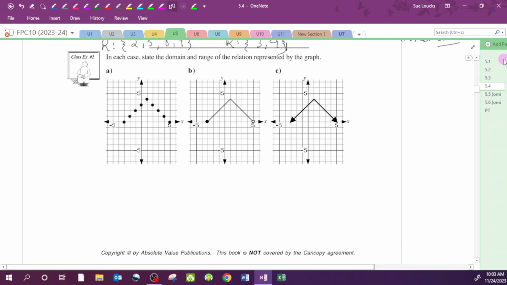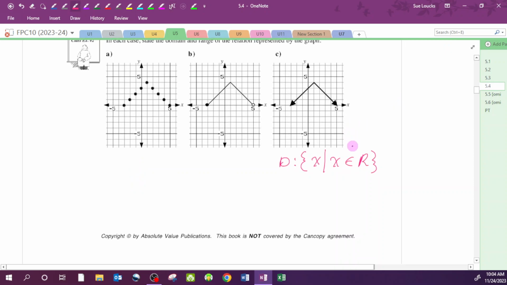Okay, now here we're going to list the domain and range of each relation, and I'm actually going to do them in backwards order. I'm going to do C first. So for C, I can look at my X values, and I can see, because of these arrows, that it goes forever and ever to the left and forever and ever to the right. That means that any X value is going to work. So the formal way of writing this is, I'm going to say my domain is the set of numbers X such that X is an element of the real numbers. Okay, I will write that out in full. Let me do that now.